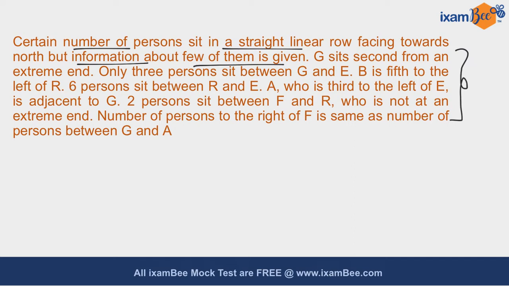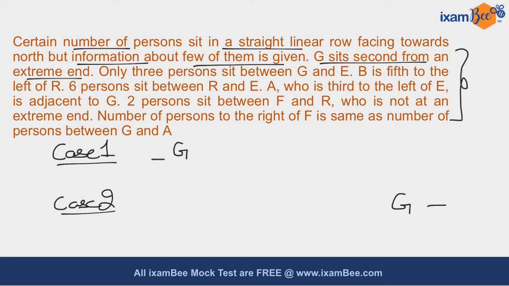Now it is given to you that G sits second from an extreme end. So on the basis of this condition, two cases are possible. Accordingly, I have drawn the two cases. Now it is given to you that only three persons sit between G and E. So you can draw your case accordingly.